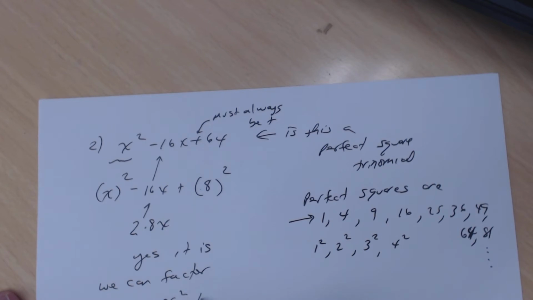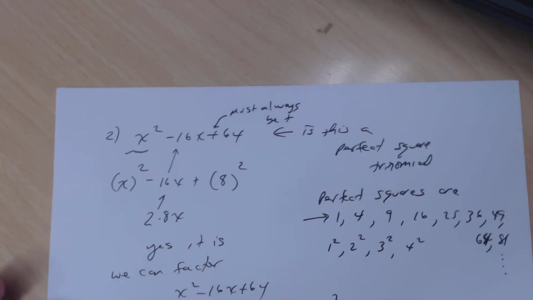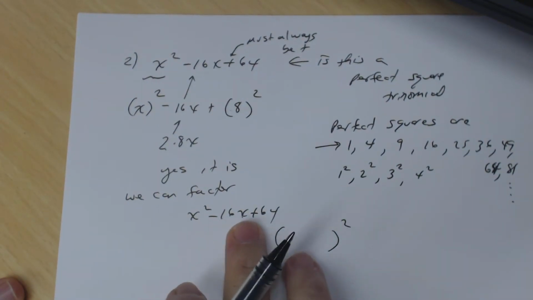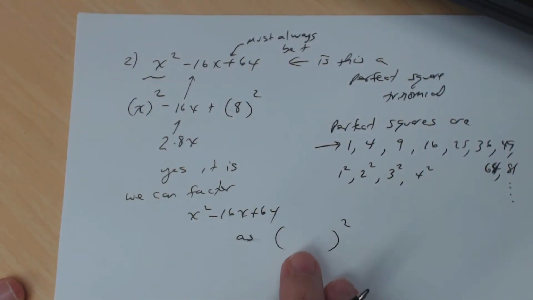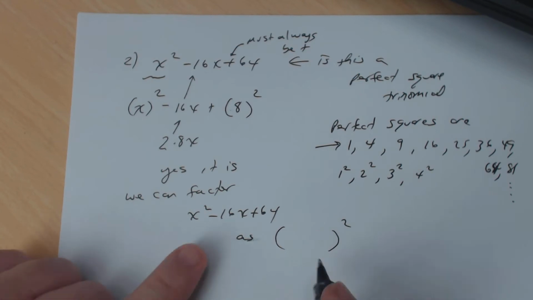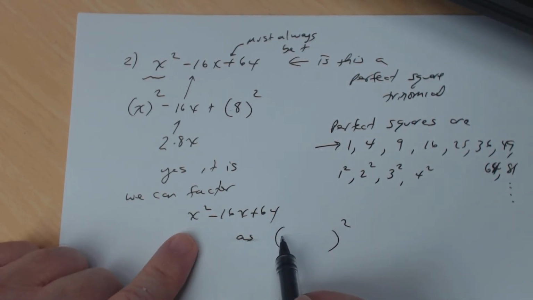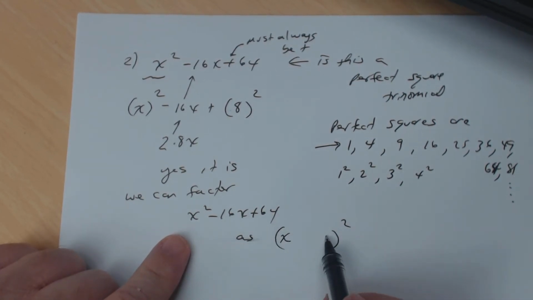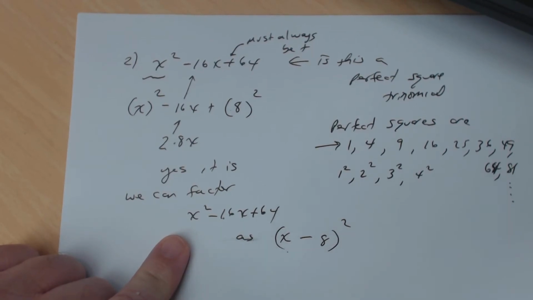x squared minus 16x plus 64 as a binomial squared. Since this is a perfect square trinomial, we can always factor it as a binomial squared. And all you do is this. X times x is x squared. 8 squared is 64. And since the middle sign's negative, I need a negative in here.